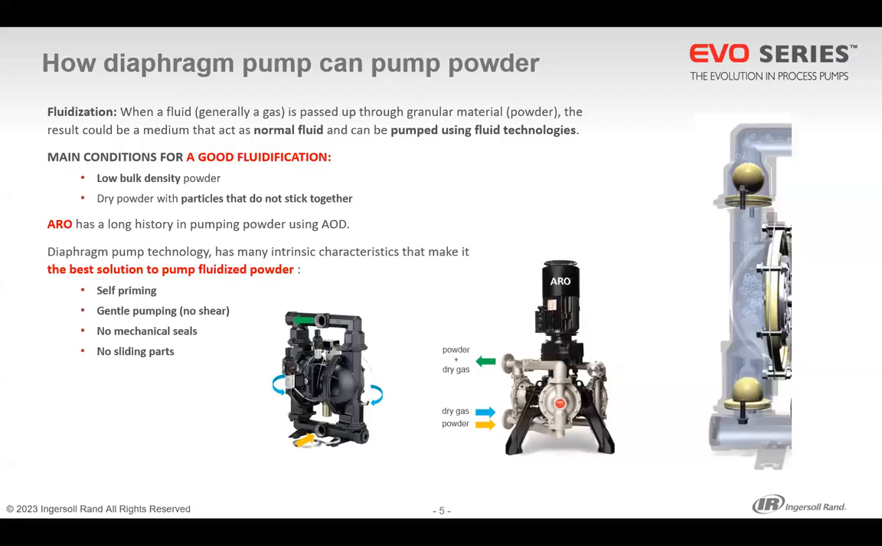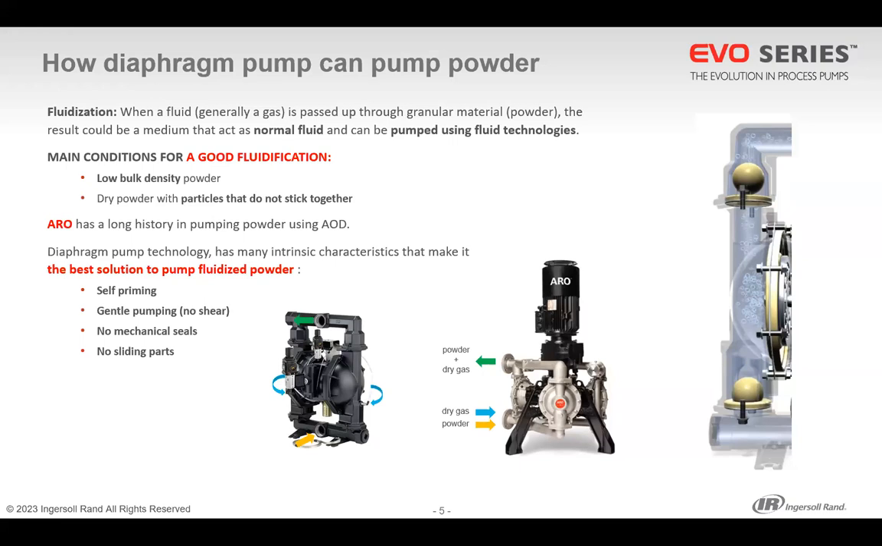moving a fluid. So when we have a powder, we can use what we call fluidization. A dry fluid, generally a gas, is passed through a granular material called powder. The result could be a medium that can act as a fluid, can flow against gravity, can flow under gravity, can be pumped with fluid technology. Of course, not all powder can be fluidized.